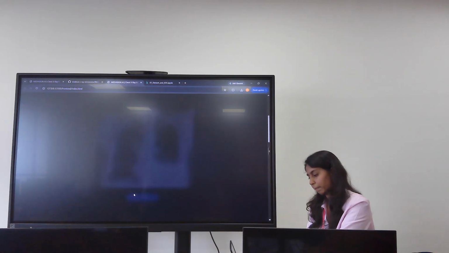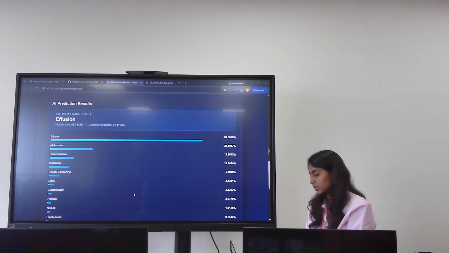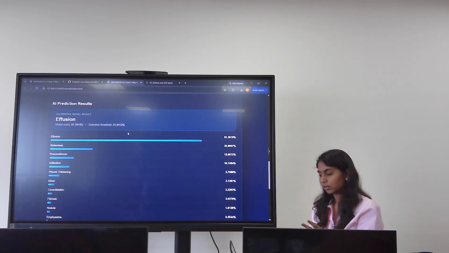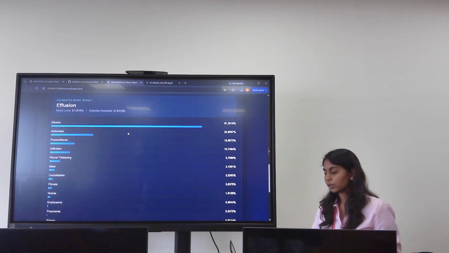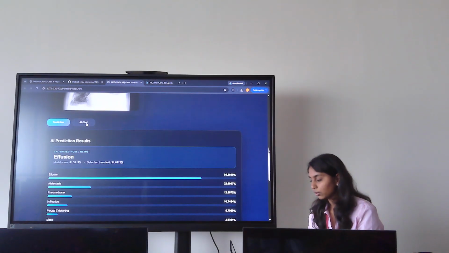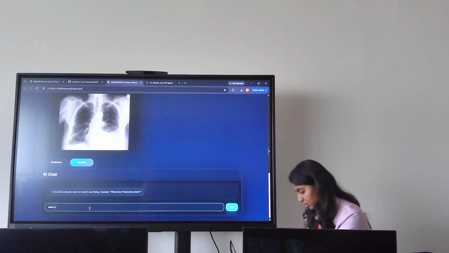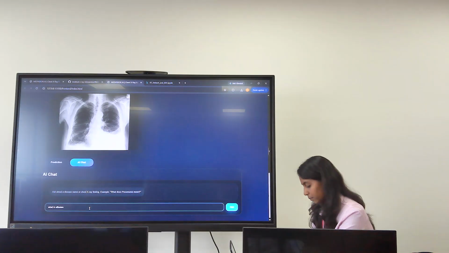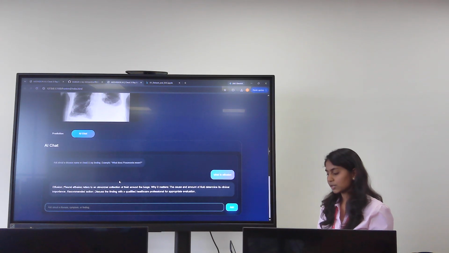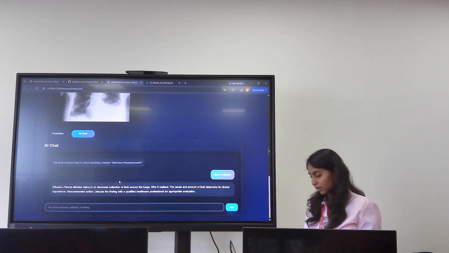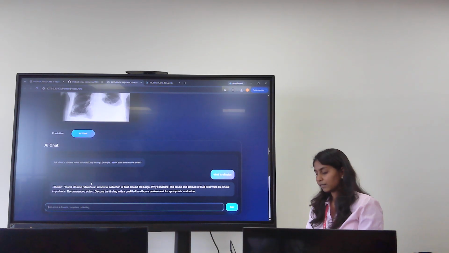Analyze. So now it's an 81% model score. It's showing that the disease is effusion, but now we don't know what effusion is. So we can ask here what is effusion. The AI chat says that pleural effusion refers to abnormal collection of fluid around the lungs. So that's effusion. This is how we'll get to know.